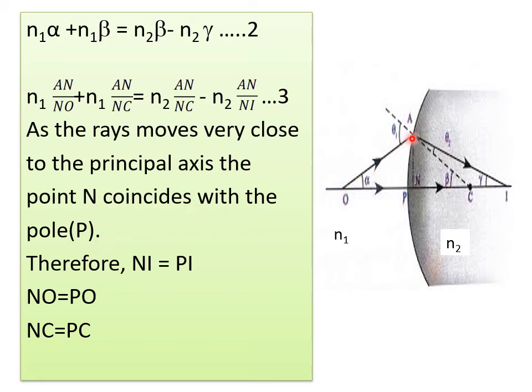Here I told this ray is very close to the principal axis, so automatically a ray which falls at A, that is A to N and A to P, is almost similar, children. That is the reason instead of N, I will go with P. So all our NO, NC and NI will change to: NI is changed to PI, NO is changed to PO, NC is changed to PC.